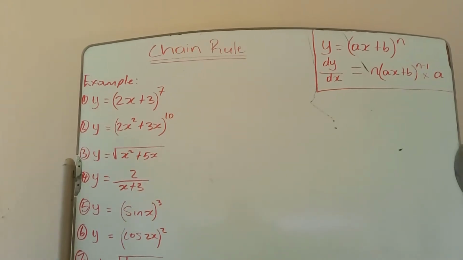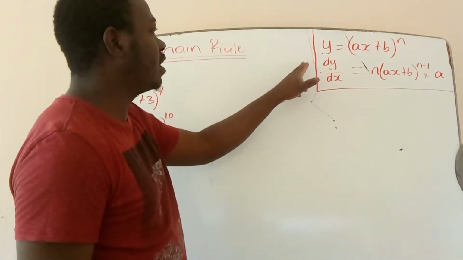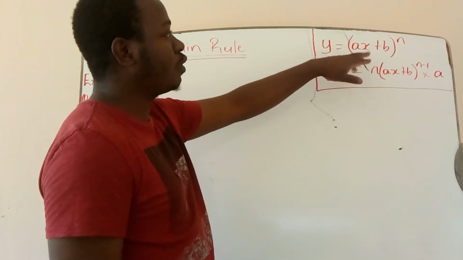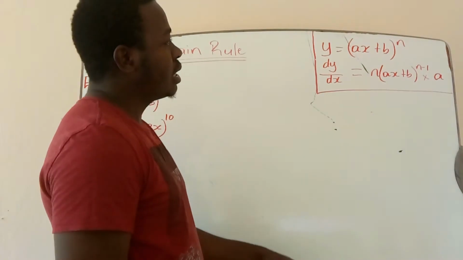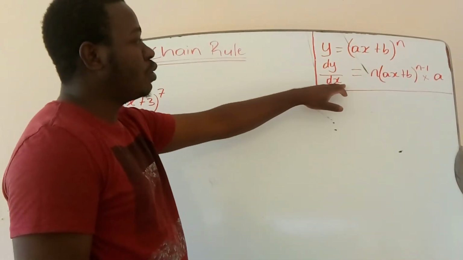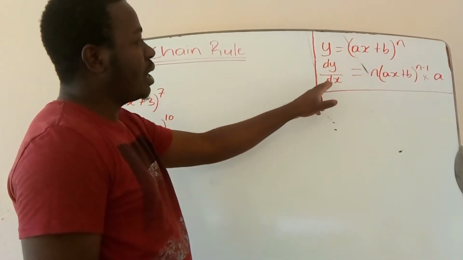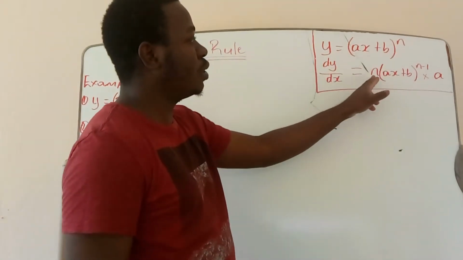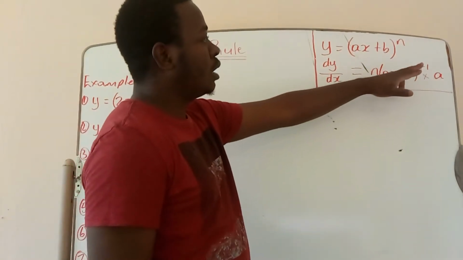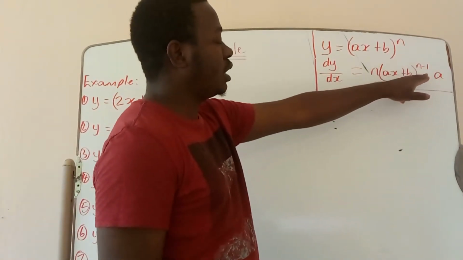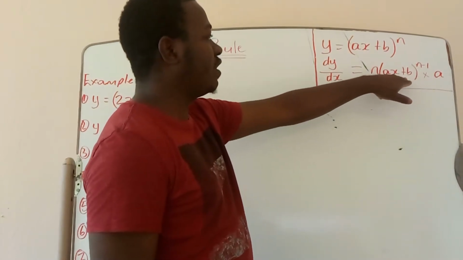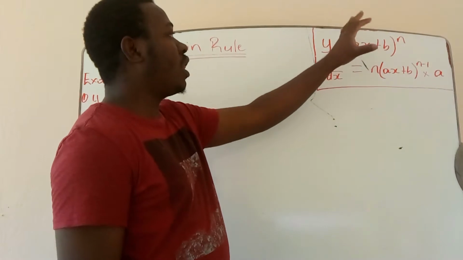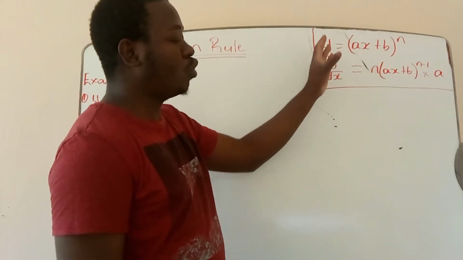Now here on the board I have the chain rule, which states that if you have a function y equal to (ax + b) all raised to some power n, and you want to differentiate this function with respect to x, then dy/dx is equal to: you take the power of the function to multiply the entire function, subtract 1 from the power, and multiply that by the derivative of the inside of the bracket, which is a. So that's basically what this rule is saying.